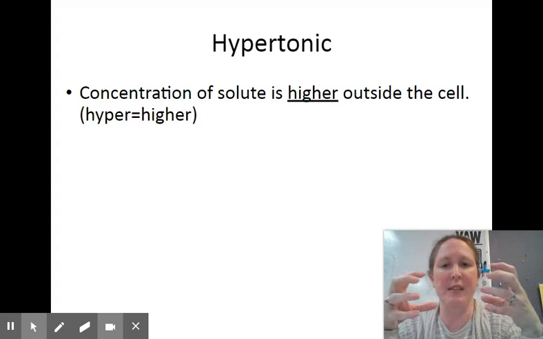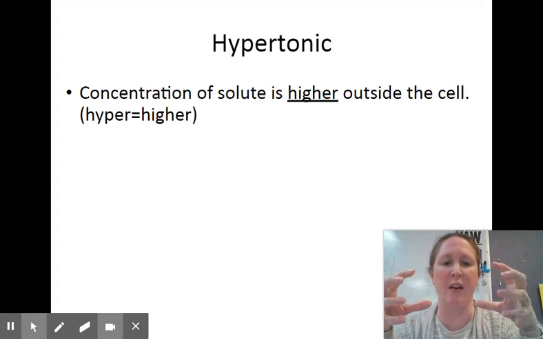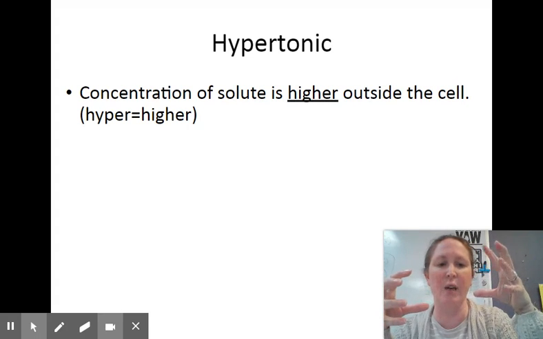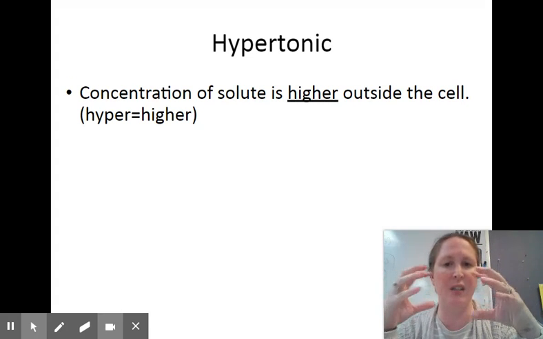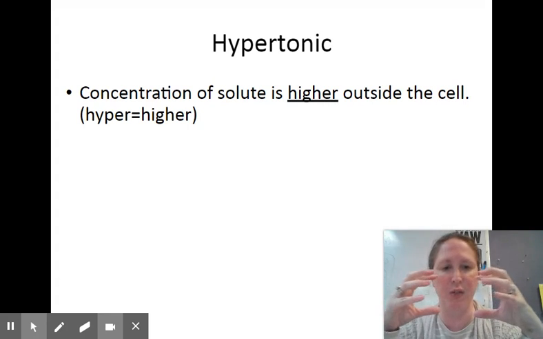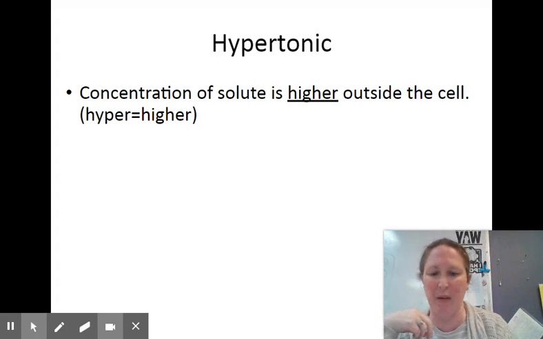So if you put a cell inside a hypertonic solution, like on the slide here, that cell is going to give some of its water to the salt water until the concentration of the two waters is equal. So that cell, to give up water, is actually going to shrink a little bit.